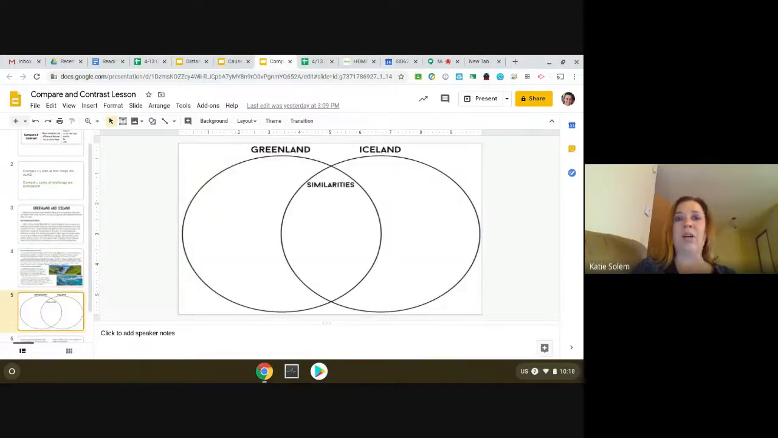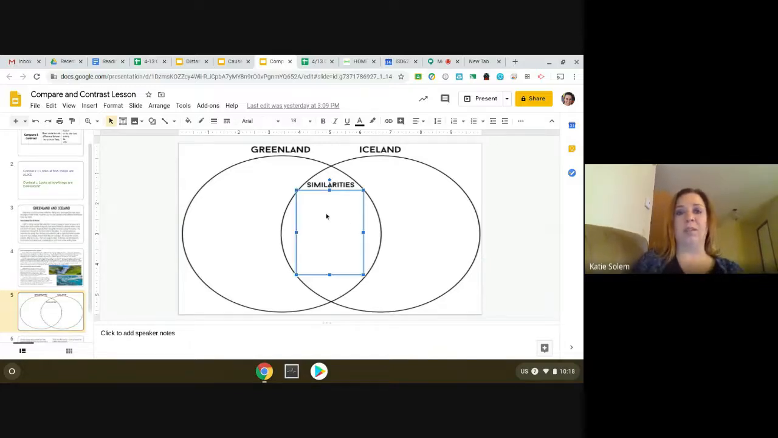So now we're going to look a little bit based on the article. What were some things that were just true about Greenland, just true about Iceland, or maybe some things that were the same about both? Sometimes I like to start off with what the similarities were. For example, I know that both Greenland and Iceland were discovered by Vikings. They were different Vikings, but they were both Vikings.